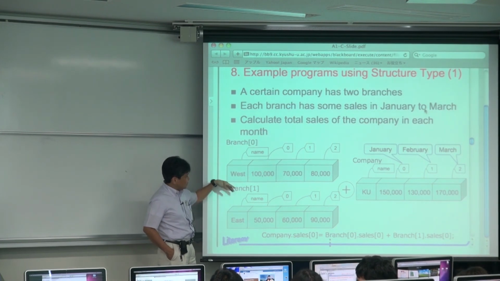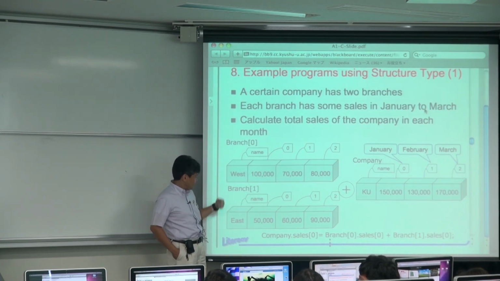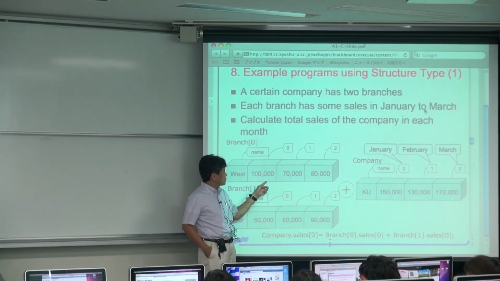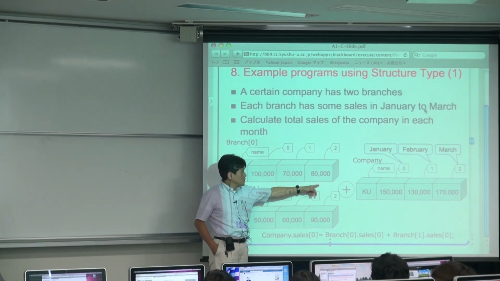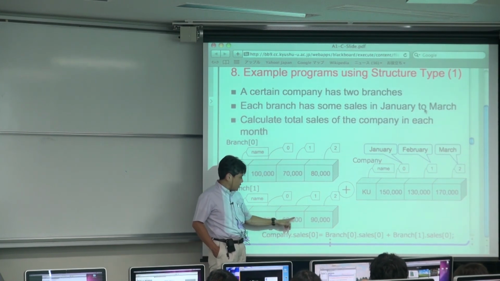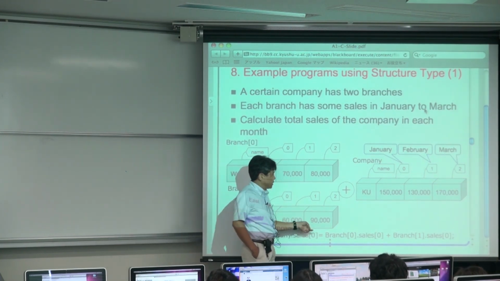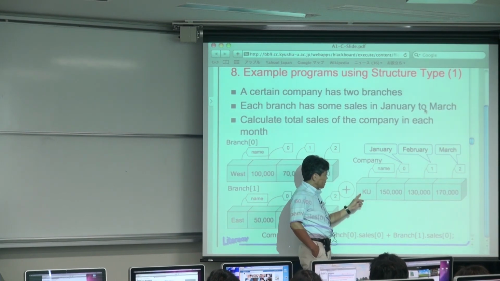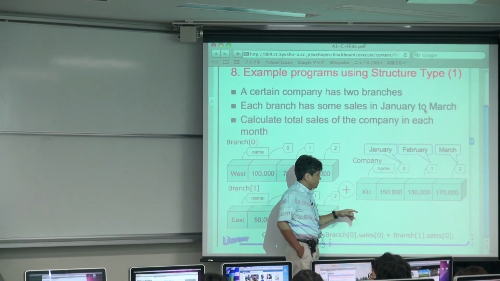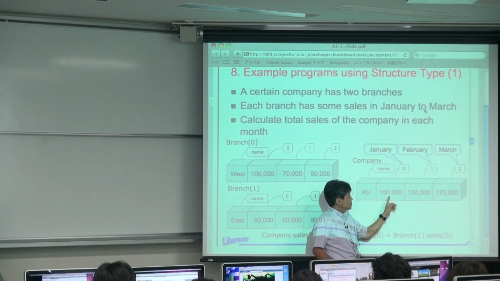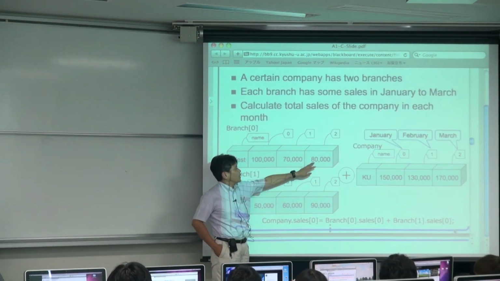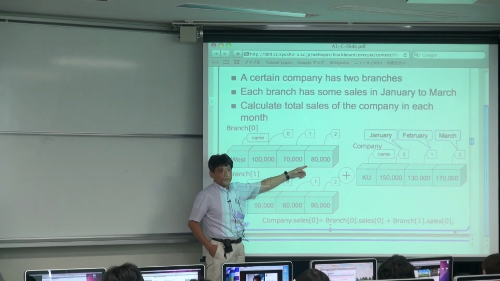So in this case, the company has two branches, West branch and East branch. The West branch has sales for January, February, March, and the East branch also has January, February, March sales, as shown here. And this program calculates total sales of the two branches. And the calculation results should be like this. So you can use array data for sales of each month.